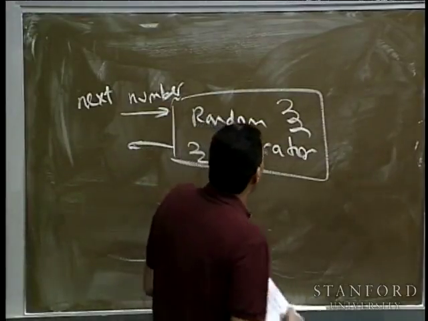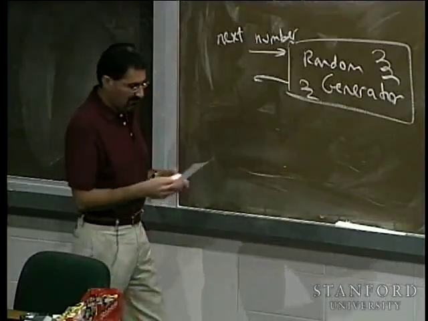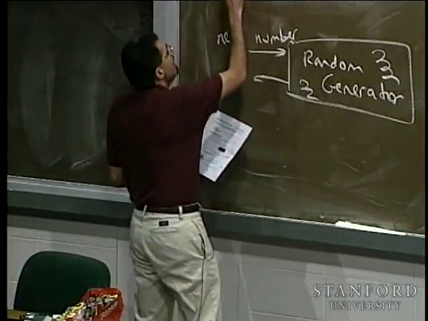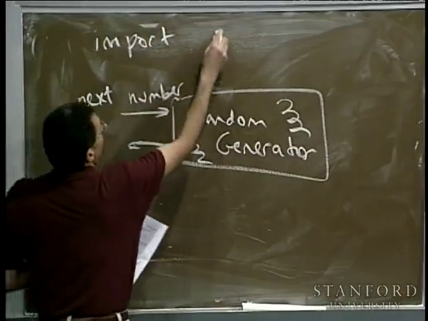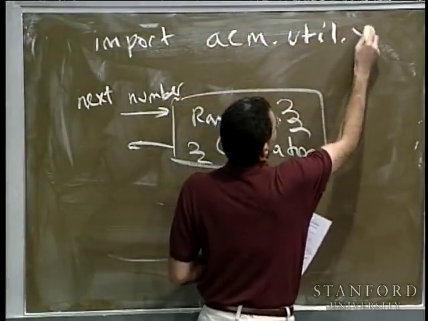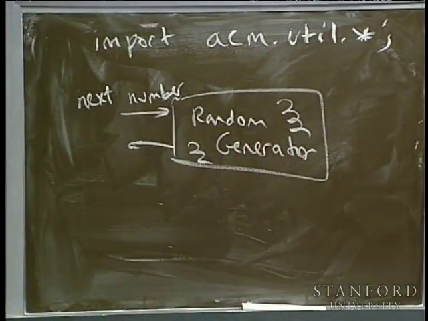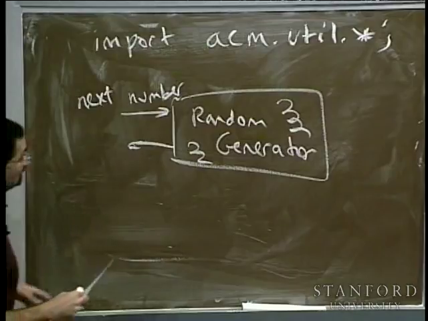So the way you actually can use one of these random generators as a client, this is a standard thing that exists in the ACM libraries. There is a library that you will import called acm.util.*, for utilities. And when you import that, you get this thing called the random generator. And I'll show you how to use that in just a second.